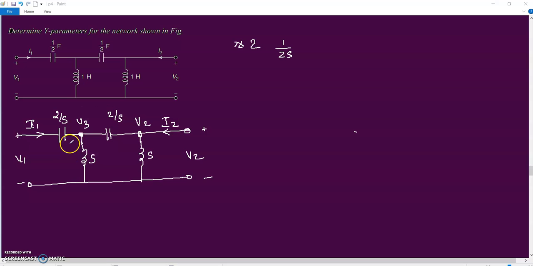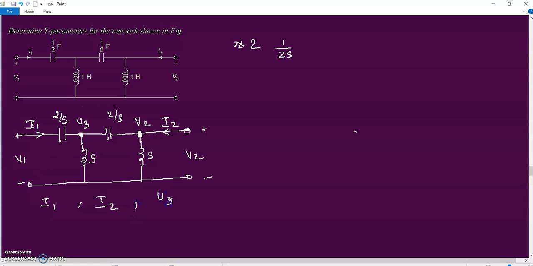Here also we are going to follow the same procedure. That is, first we have to write the equation for I1 in terms of V1 and V3. Next we have to write the equation for I2. I2 here we can write as a sum, by taking the KCL at this node, and then we will get I2 in terms of V2 and V3. Next we will write the KCL at node 3 to get V3 in terms of V1 and V2.